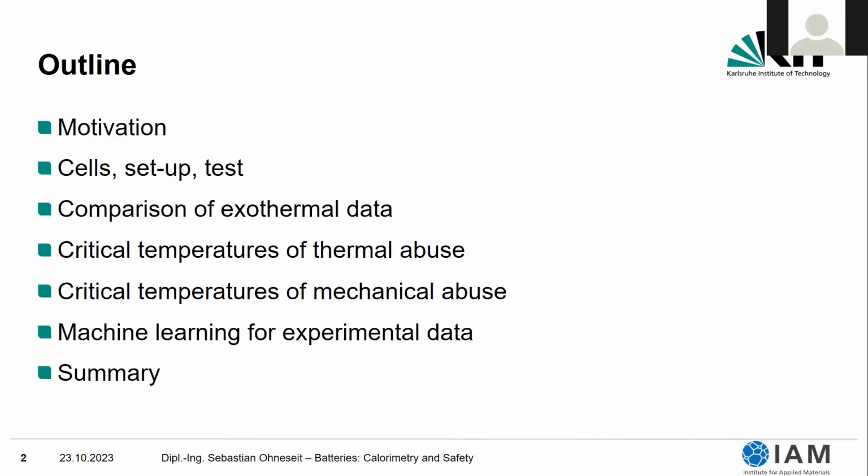So this is the outline of my talk. I will start with a motivation for the safety test that I will present to you. I will show you the cells and the setup of the test, and then we are ready for the first experimental data, which will be exothermal data from accelerating rate calorimetry. I will then show you critical temperatures from thermal abuse, followed by critical temperatures from mechanical abuse. I will give some suggestions of how machine learning could work together with this experimental data, and of course conclude with a summary.